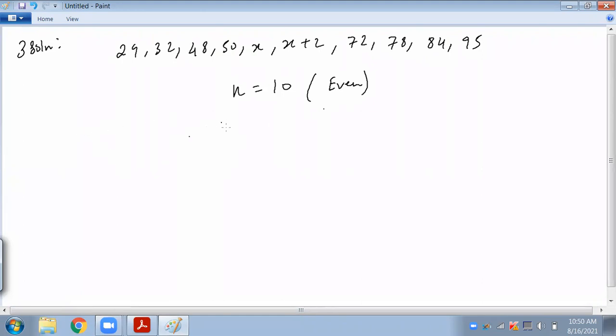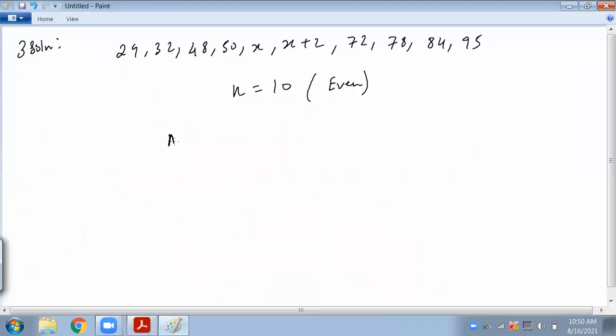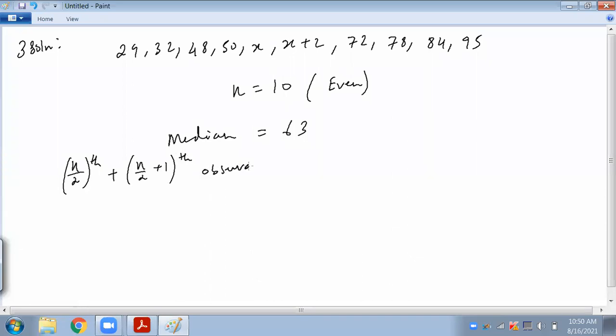Now the median is given to us in this question. The median is 63. So we'll take median equal to 63. Now, if something is given to us, we'll take the formula on the left side. Median formula, if it is even, we know it is what? (n by 2 observation plus (n by 2 plus 1) observation) by 2, and that will be equal to 63.